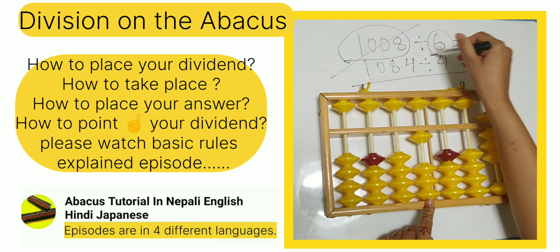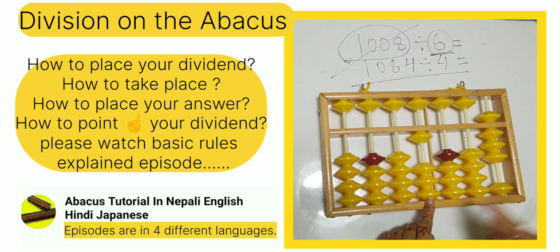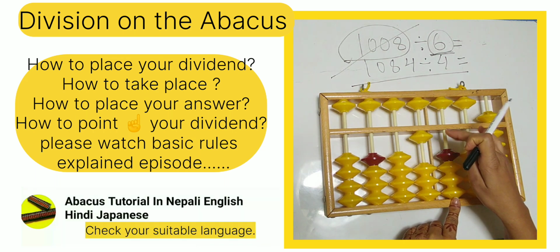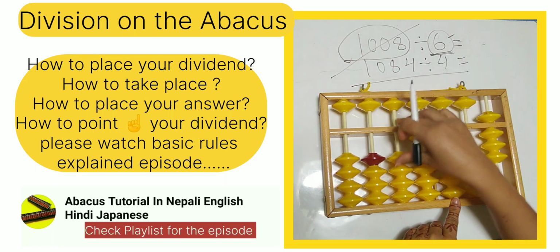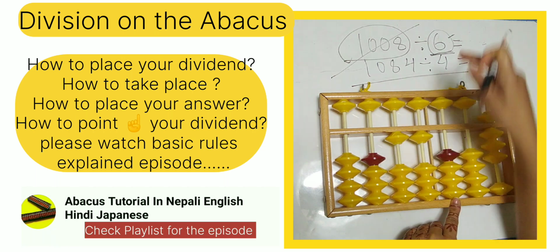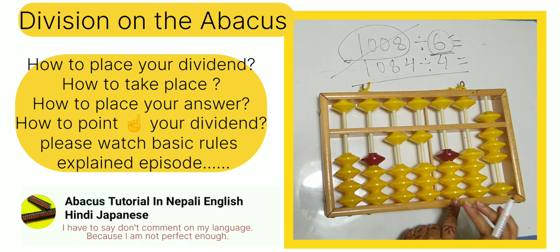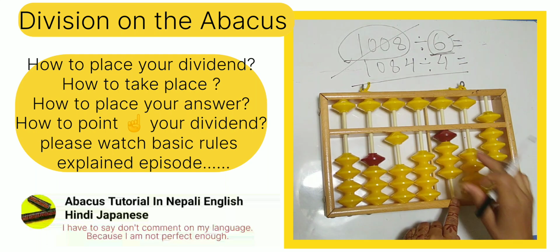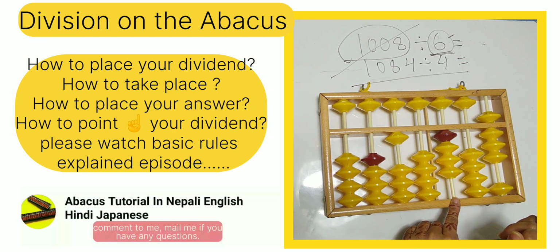1 divided by 6 is not possible. You have to take 2 digits of the dividend at once. 1, 0, 10. 10 divided by 6, your answer is 1. 6 ones are 6. You have to reduce 6 from the dividend. This one is 10. So reduce 10, add 4. You reduced 6 from the dividend.